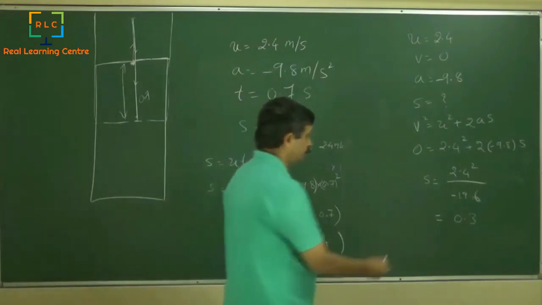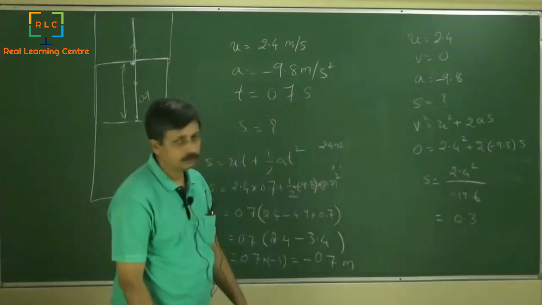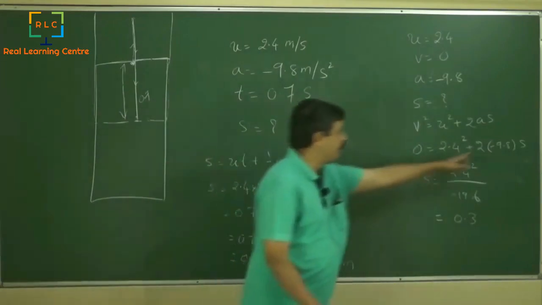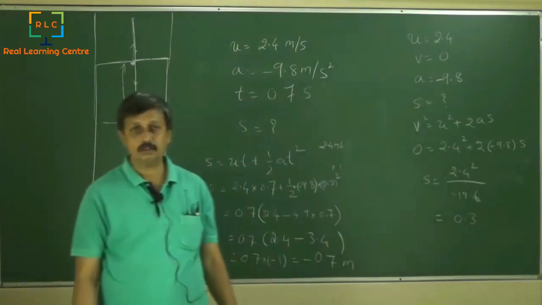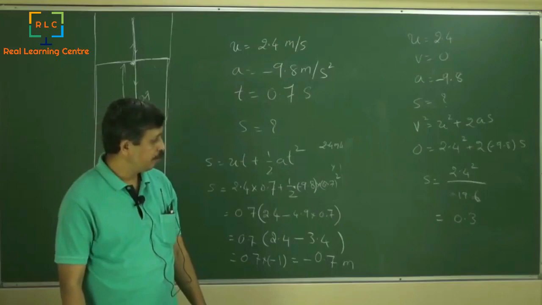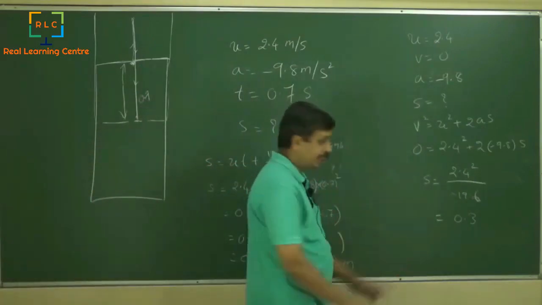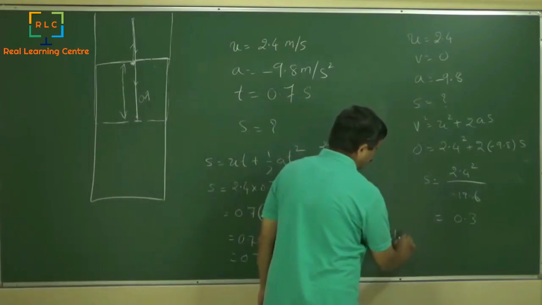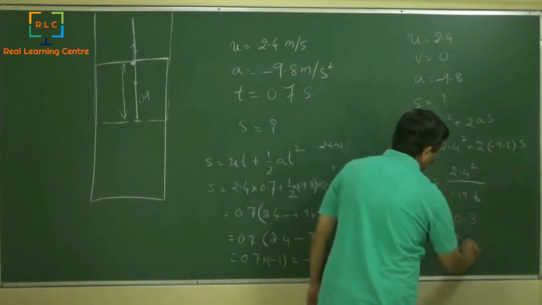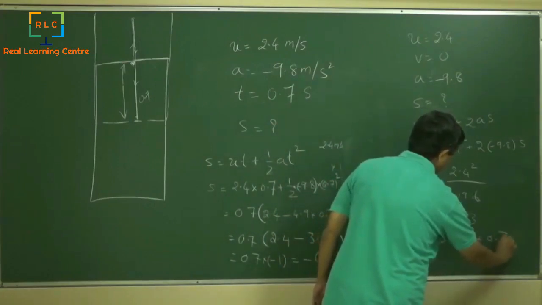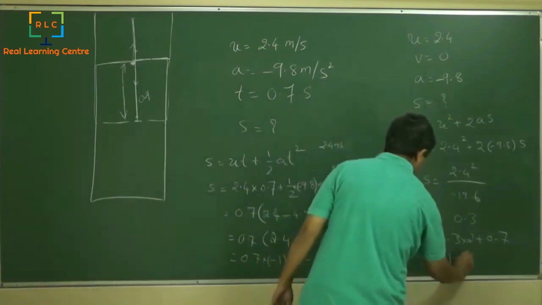Negative 0.3. It's not negative actually, sorry. This is 9.8, I take it this way. This will become positive, no? So it is not negative. So 0.3. So going up is 0.3. Coming back is 0.3. Total distance is equal to 0.3 into 2 plus 0.7. So 0.6 plus 0.7 is 1.3 meters.